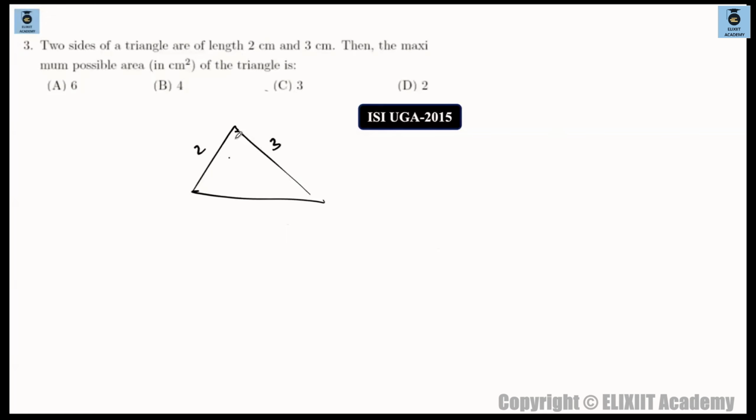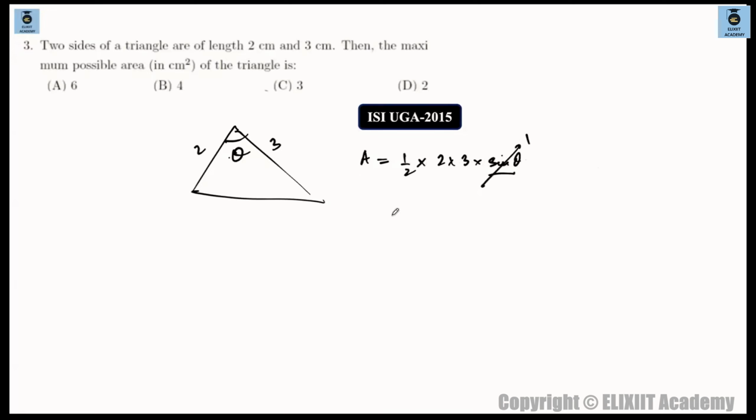So the angle enclosed between them is, let's say, theta. We have to maximize the area, and we know the formula for area, which is half bc sin A, or half the product of two consecutive sides multiplied by the sine of the angle enclosed between them. So half bc means half into 2 into 3 into sin theta. This is the area, and we have to maximize it. We can maximize it if sin theta is maximum, and the maximum value of sin theta is what?